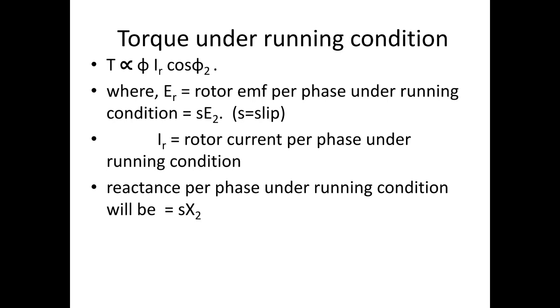ER is the rotor EMF per phase under running condition, and it is S into E2. S is your slip. Slip is the difference between your synchronous speed and your rotor speed. It is always specified as a percentage, and synchronous speed and rotor speed will never be equal. If they were equal, an EMF would not be produced; it cannot be induced. So reactance per phase under running condition is specified as SX2.